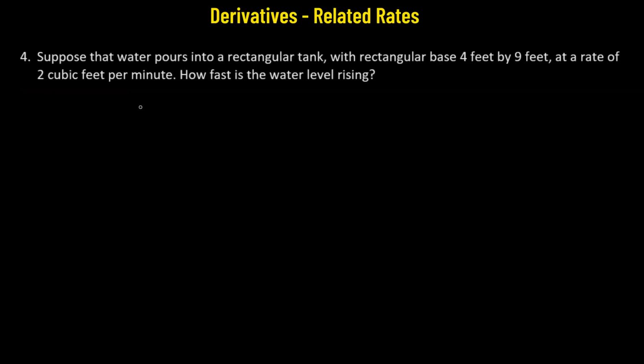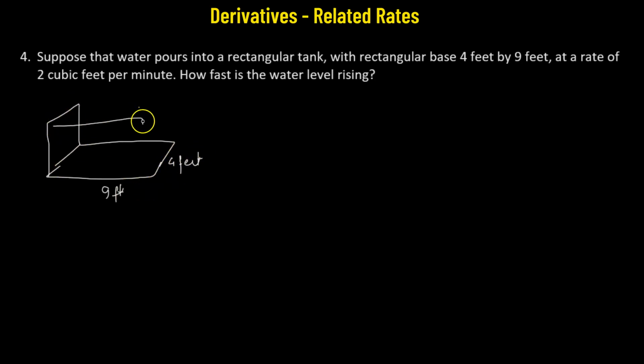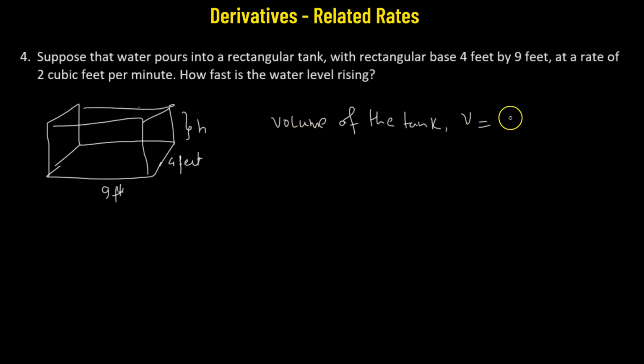Problem number 4. So here we have water pouring into a rectangular tank with a rectangular base of 4 feet by 9 feet. So let's try to sketch the problem. So we have a tank with a rectangular base. So let's consider the length to be 9 feet and this is 4 feet wide. And this particular tank has a height of h. This is the height. So that means the volume of the tank will be equal to 9 times 4 times h, or we have 36h. So this is the volume, equation number 1.